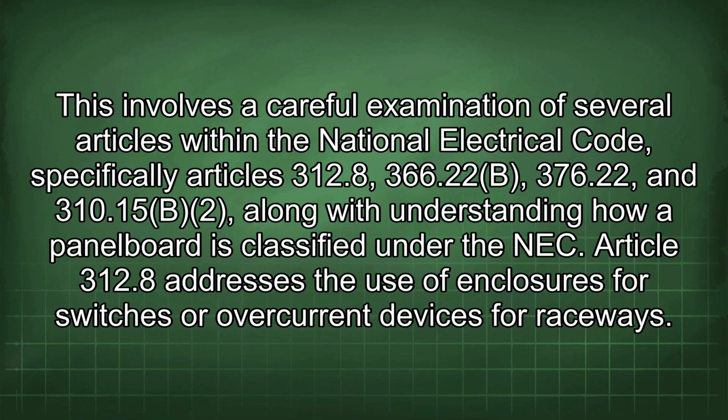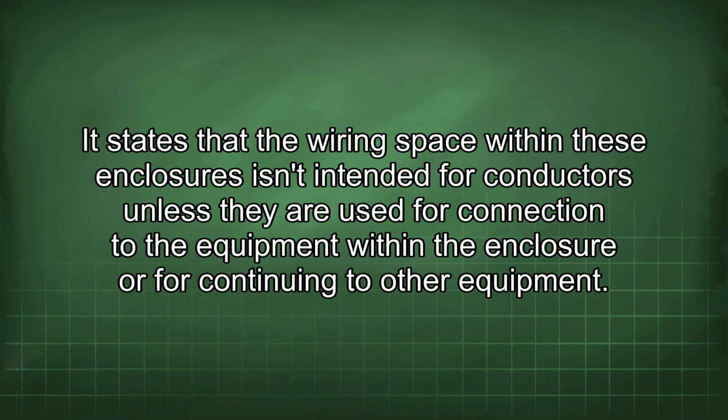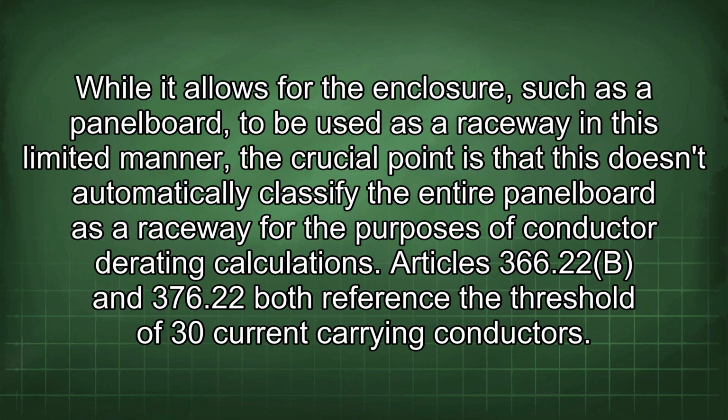Article 312.8 addresses the use of enclosures for switches or overcurrent devices for raceways. It states that the wiring space within these enclosures isn't intended for conductors unless they are used for connection to the equipment within the enclosure or for continuing to other equipment. While it allows for the enclosure, such as a panel board, to be used as a raceway in this limited manner, the crucial point is that this doesn't automatically classify the entire panel board as a raceway for the purposes of conductor derating calculations.